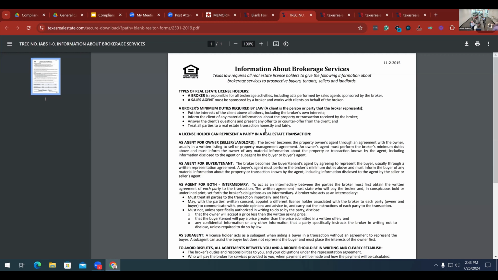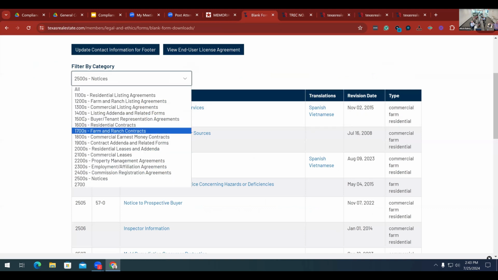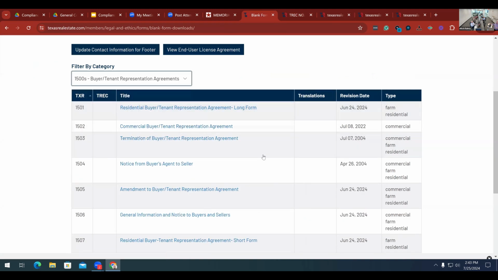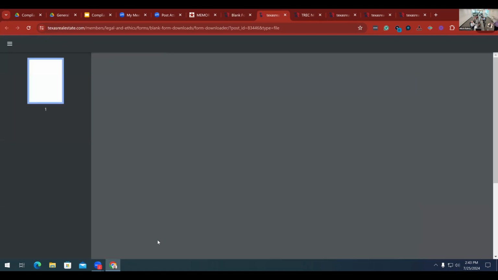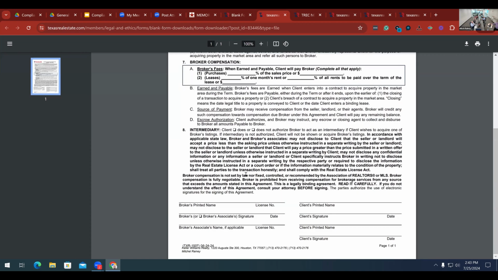Let me look at the other form real quick. So you might go 1507. I haven't even taught this one. So if you're going to do full service, just do the long form. It talks about client obligations to us. It talks about intermediary.